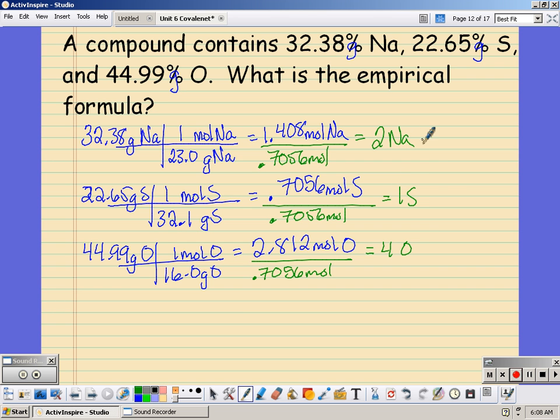So then we're going to write our formula. We're going to take these values as the subscripts. So we'd have Na2S1O4. To name this, there's 3 capital letters, so it has to contain a polyatomic. Because the first one is a metal, it's not an acid, so we're just going to name it sodium, and then the polyatomic sulfate.